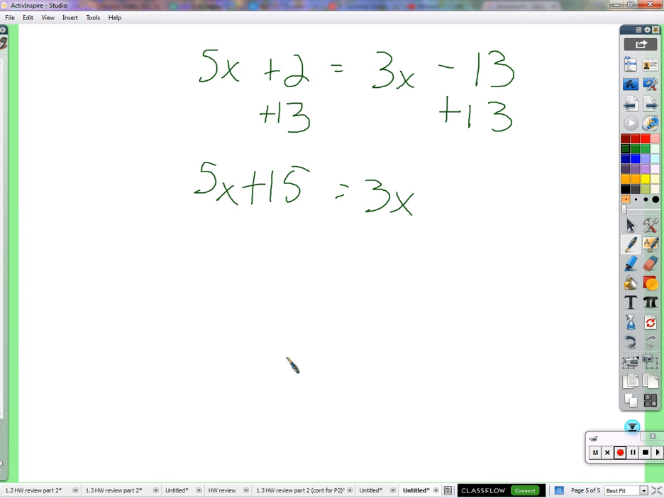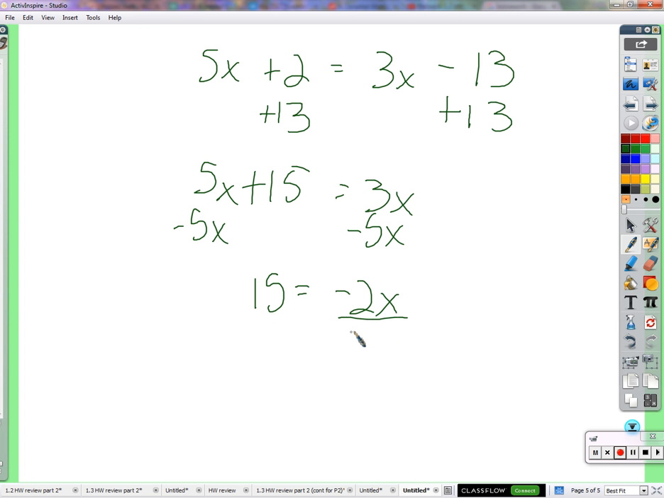What you could do right now, Bryn, is minus 5x. So what's 5x minus 5x? 0x, and so we're going to subtract 5x from this side as well. This leaves us with just 15. So what's 3x minus 5x? Negative 2x. Very good. We're getting there. We're whittling it down.